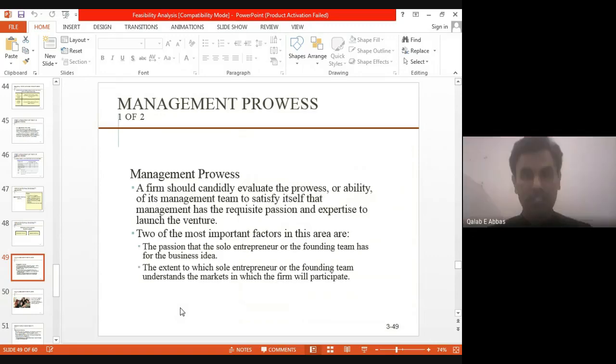It doesn't matter what business you are doing, you need some basic managerial skills. You need to know how to plan, organize, lead, and control, which are the basic managerial functions. You should know the basics of accounting, human resource management, marketing, auditing, and all of these elements are very, very important when we are going to launch a business.